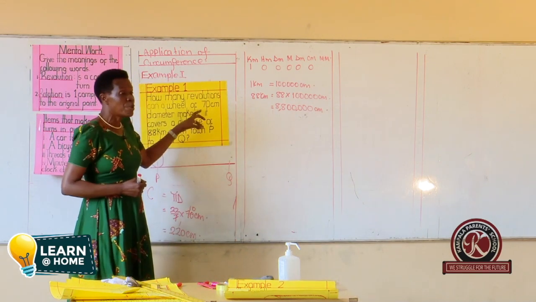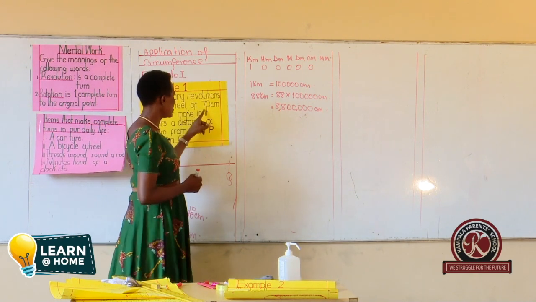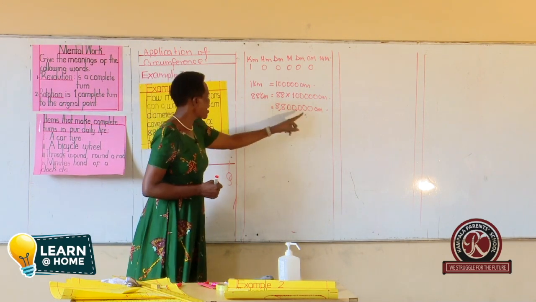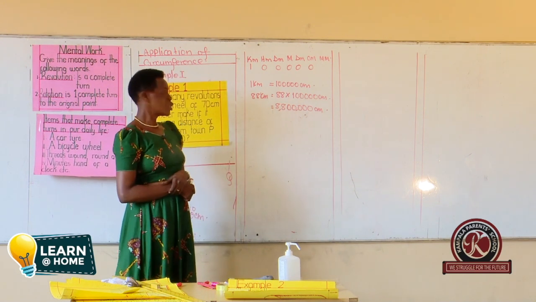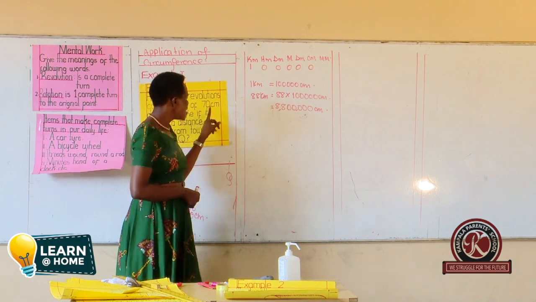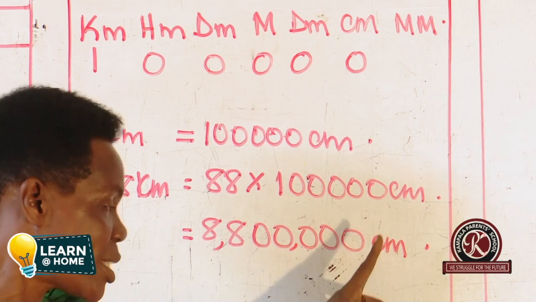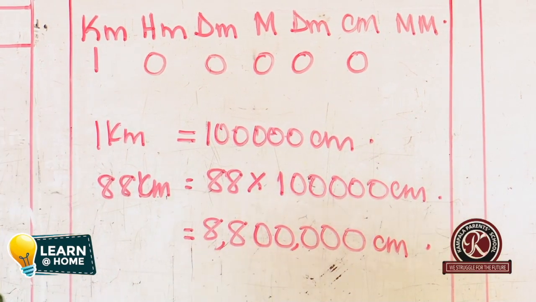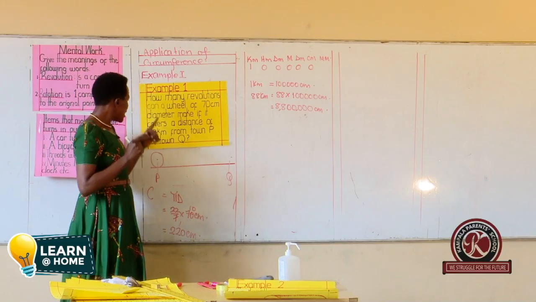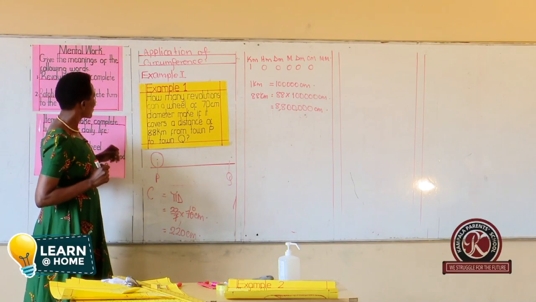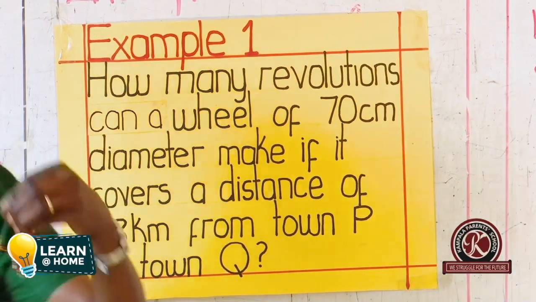We wanted them to have the same units. Now we have centimeter. Here also we have centimeter. Centimeter, centimeter. So we have 70 centimeters, and then here we have 8,800,000 centimeters. Now we are able now. As I was explaining, here they have asked us that how many revolutions? We want to know the number of revolutions.